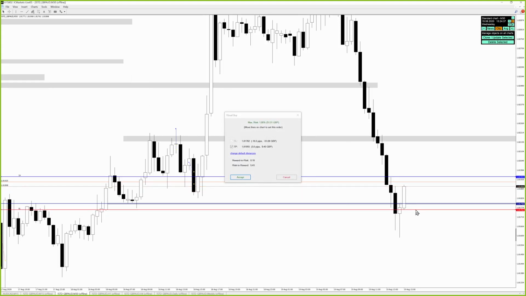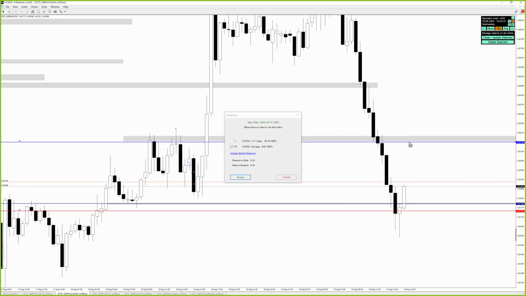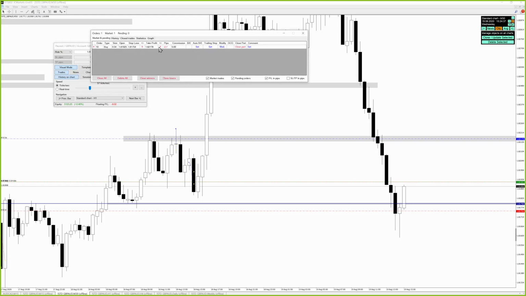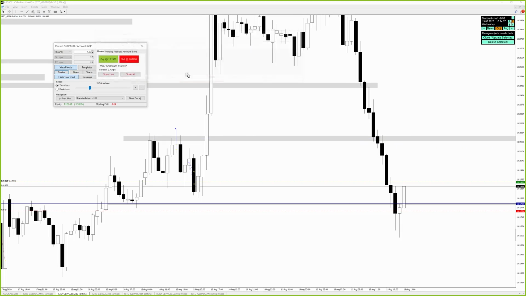Stop is going to be right down over here. It's going to be a little bit of a 16, 17 pip stop. TP is going to be all the way up over here. It's going to be like a 25 pip range we have over there. So we're going to go to trades. We're going to remove our take profit because we're going to be managing the risk at this point.